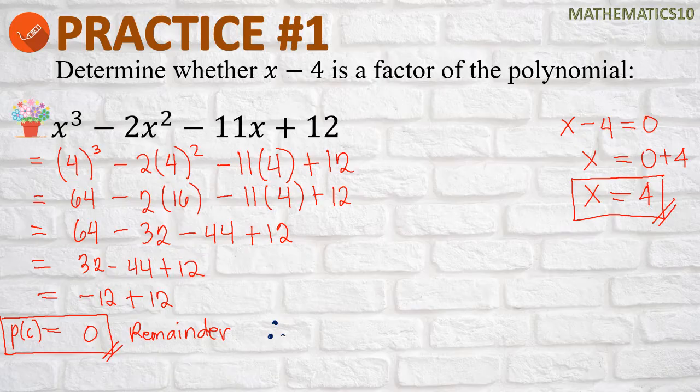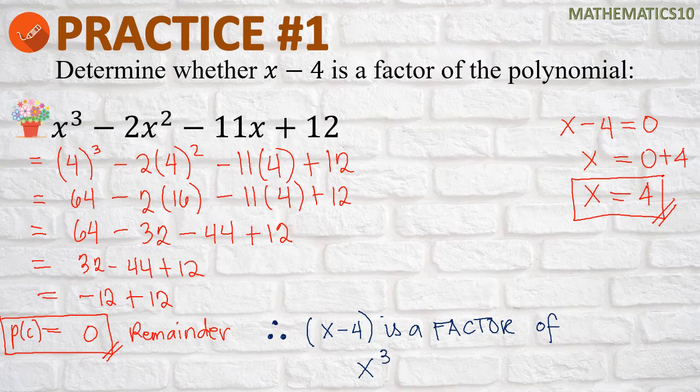that therefore x minus 4 is a factor of x cubed minus 2x squared minus 11x plus 12. And that's it. You're done with the first problem. As easy as this, right? Okay, second example.